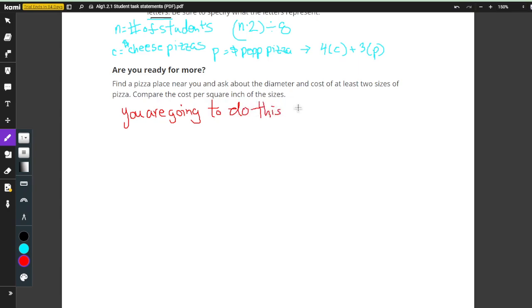Do this on your own. Okay? Look up a website. You can always find it. It says to find a pizza near you and ask about the diameter and cost of at least 2 sizes of pizza. So you would go to Domino's, look up Domino's pizzas, Pizza Hut, Amici's, Papa John's, okay, and find out how much it costs for a specific pizza. 2 specific sizes, maybe large and medium, medium and small, and compare the cost per inch, okay? So just look it up, figure it out, fill it in yourself, okay, and tell me what you think it's going to be.